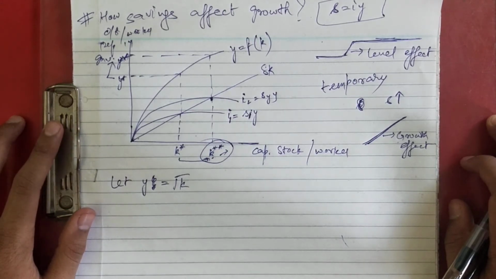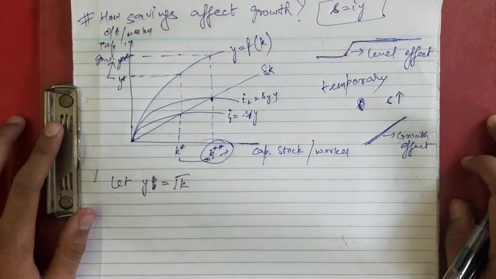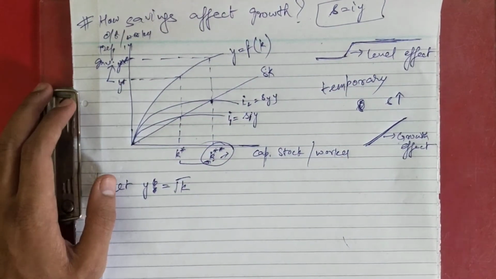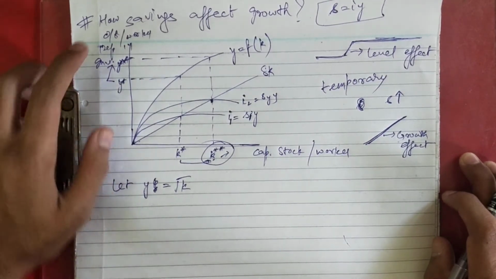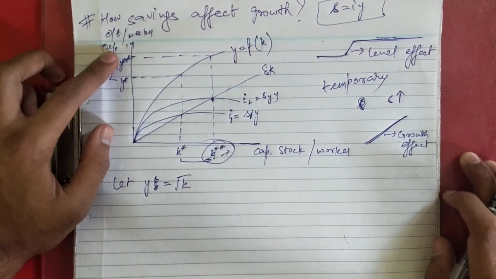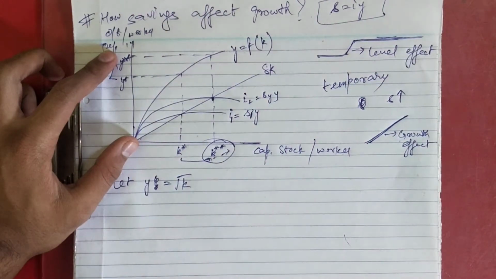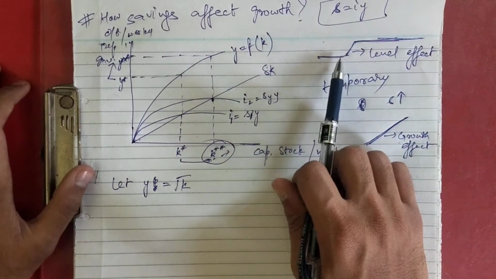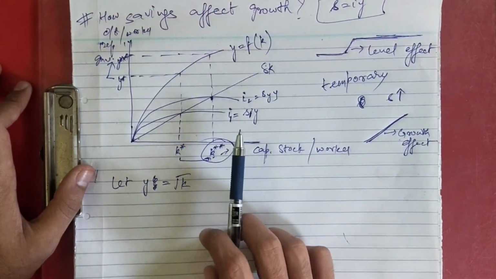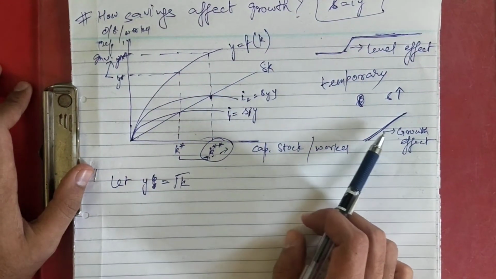Today we are going to discuss the golden rule steady state level of capital, also known as the golden rule level of capital. In the previous class we discussed how saving affects growth, and I told you that there will be only a level effect if you increase your saving rate. There won't be any growth effect.